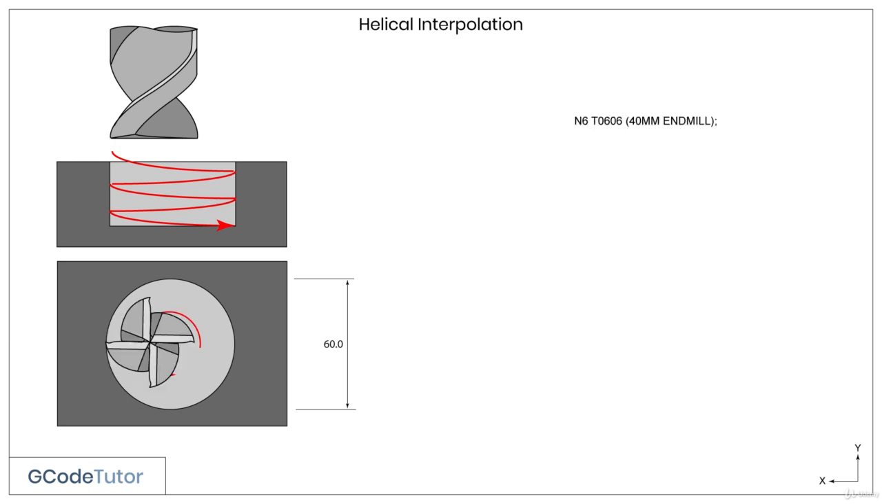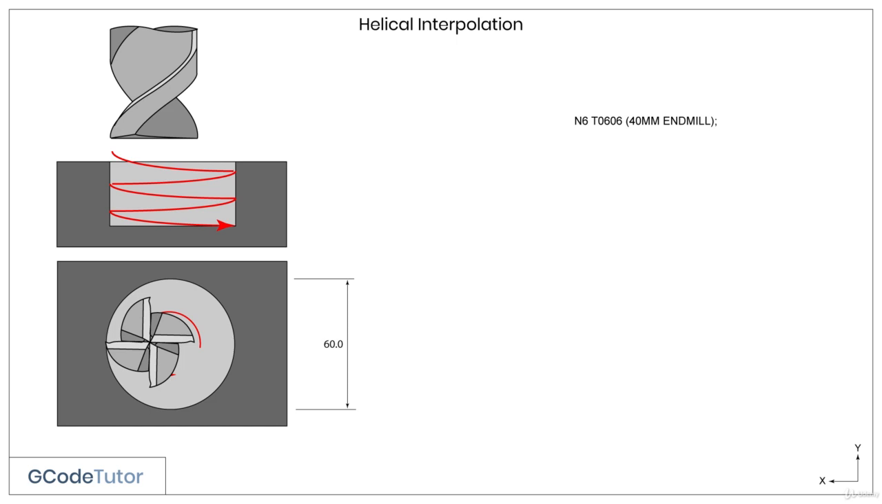Since we're going to be machining a 60mm bore, I'm going to be using a 40mm milling cutter for this operation. That way we don't leave a pip in the middle of the blind hole, because the milling cutter is over half the size of the diameter of the bore. It's larger than the radius.